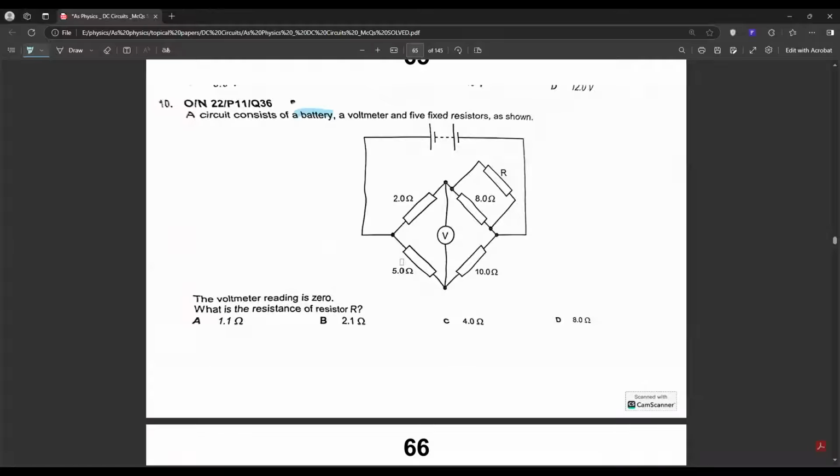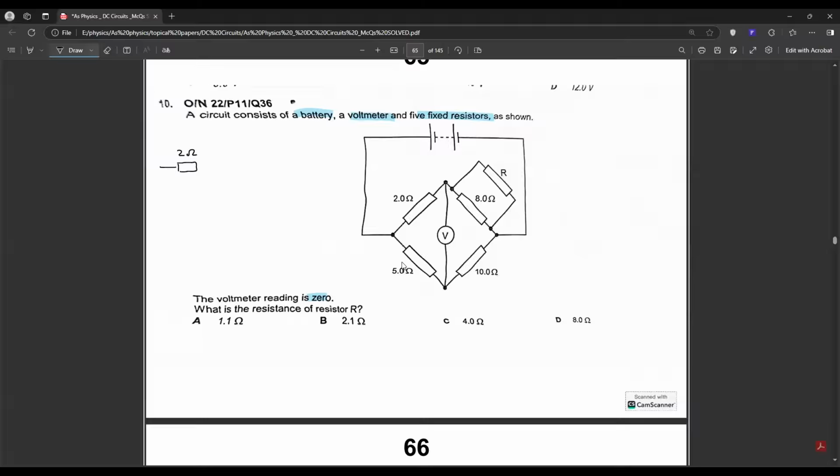Okay, so let's see this question. A circuit consists of a battery, a voltmeter, and 5 fixed resistors as shown. The voltmeter reading is 0. That means you are at null point. What is the resistance of resistor R? You have to calculate the resistance of resistor R. Let's first of all draw this circuit in a neat manner. This is a 2 ohm resistor. Can we resolve this parallel combination?